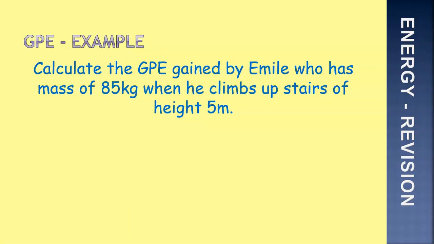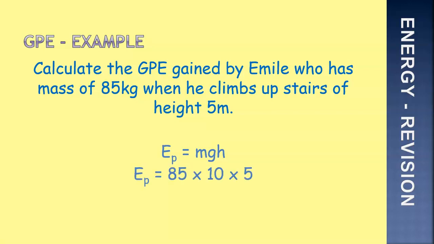Okay, so let's start with the first one, gravitational potential energy. Here's an example. Calculate the gravitational potential gained by Emil, who has a mass of 85 kilograms when he climbs upstairs of height 5 meters. So with every calculation, we write down the equation we're using. Gravitational potential equals mass times gravitational field strength times height.